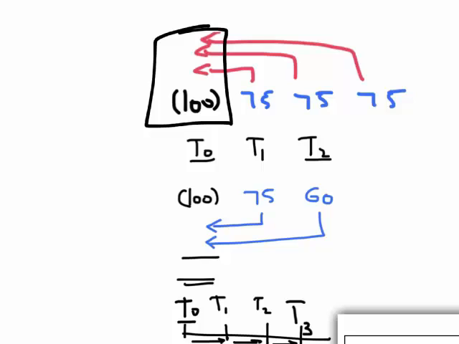Without knowing the present value, the only thing that you know is the future. 100 is the investment that you need to make now, and you'll get 75 at year 1, 75 at year 2, 75 at year 3.